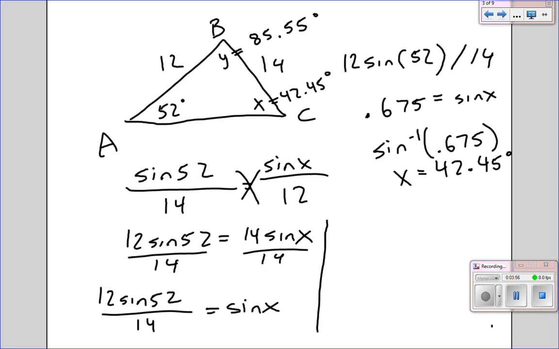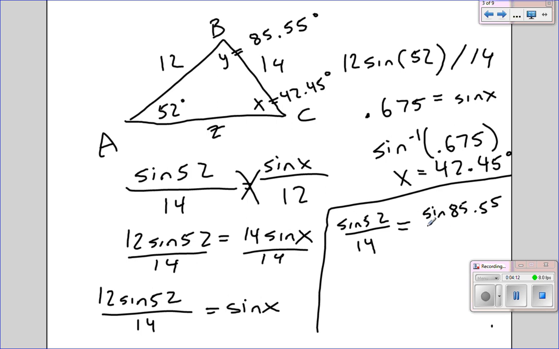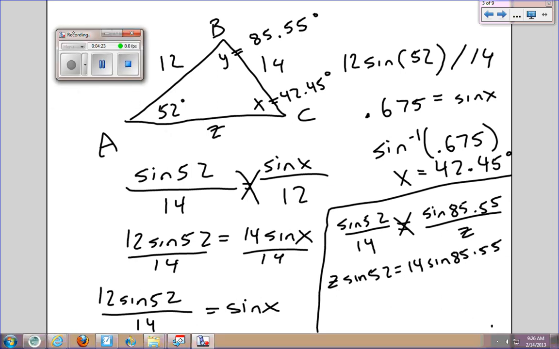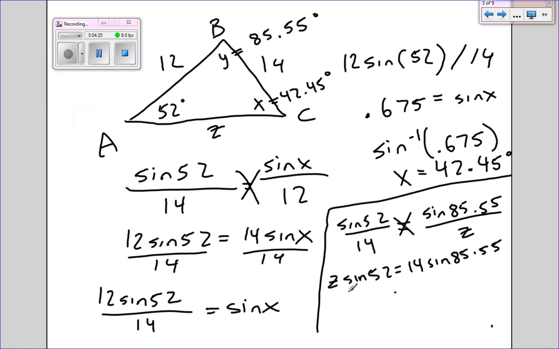Now at this point, you could even calculate this missing side using the law of sines again. So sine 52 over 14 equals sine 85.55 over z. Cross multiply. z sine 52 equals 14 sine 85.55. Now, how do you get z by itself? Well, you just divide by sine 52.